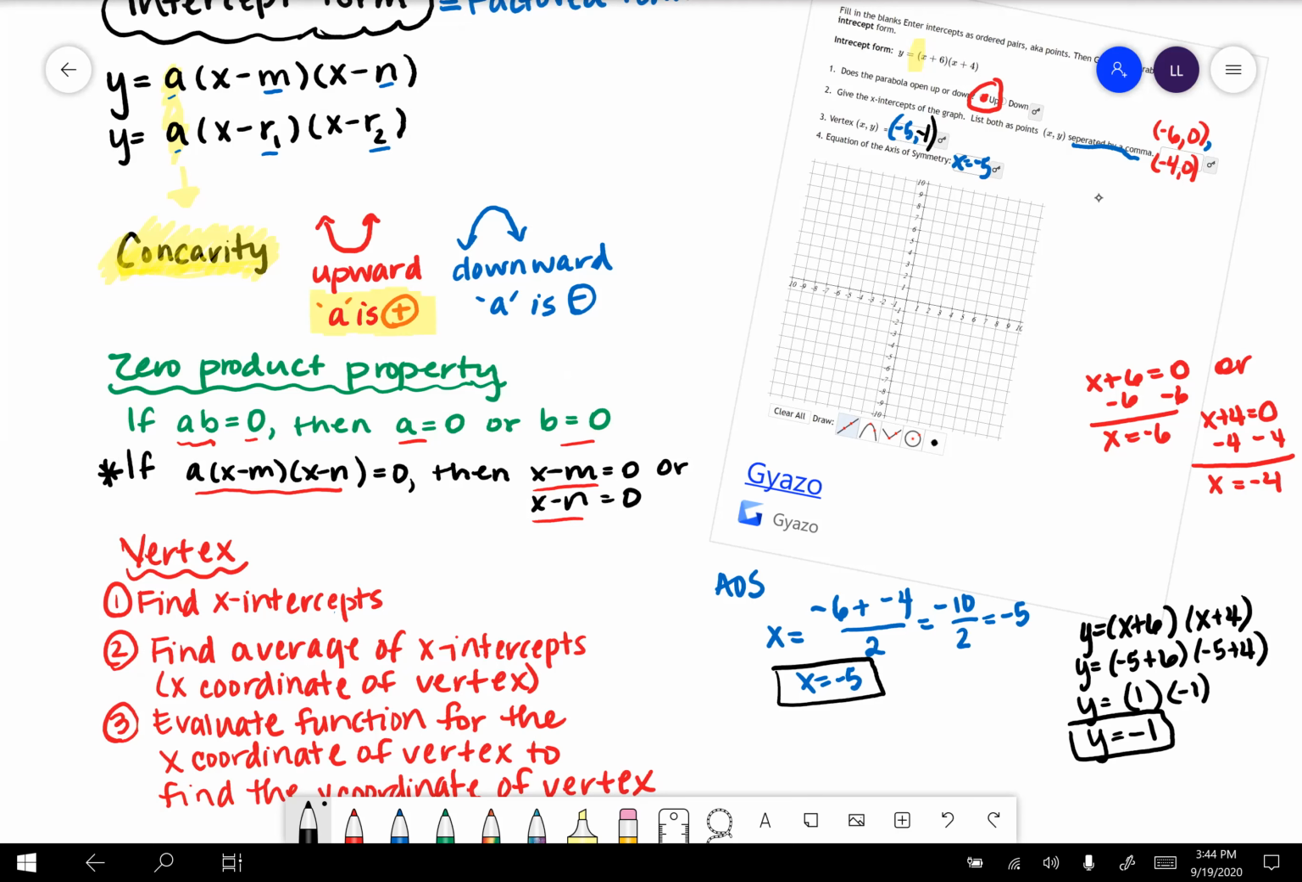And that's how you find the key features from an equation. Look out for the next video.